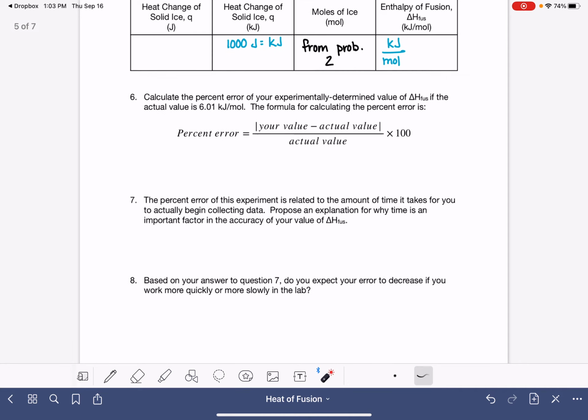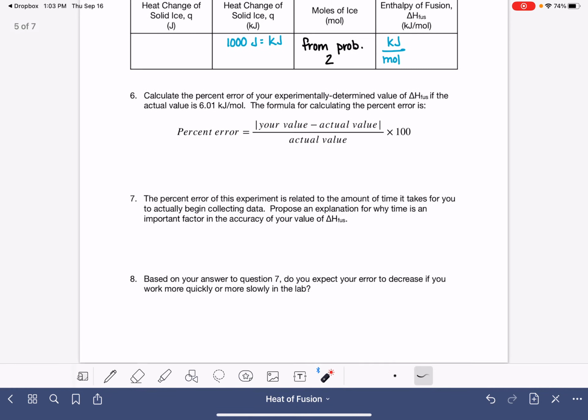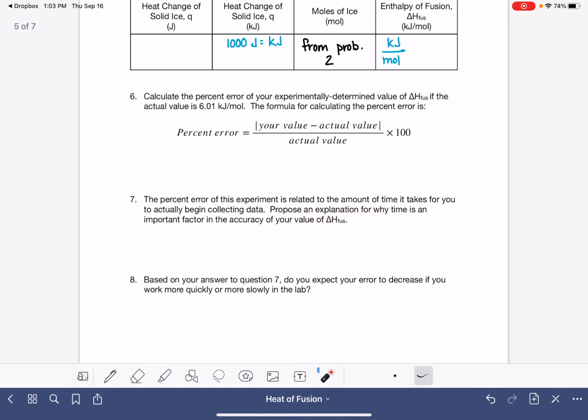Now, you've got a couple of questions about the experimental procedure itself. This is telling you that the percent error is related to the amount of time that it takes for you to actually start collecting your temperature data. Come up with an explanation for that. Think about what you're actually doing in this experiment. You're melting ice. So it shouldn't be that difficult for you to propose an explanation and explain why time is an important factor. And then, based on that, answer question number 7 or question number 8.